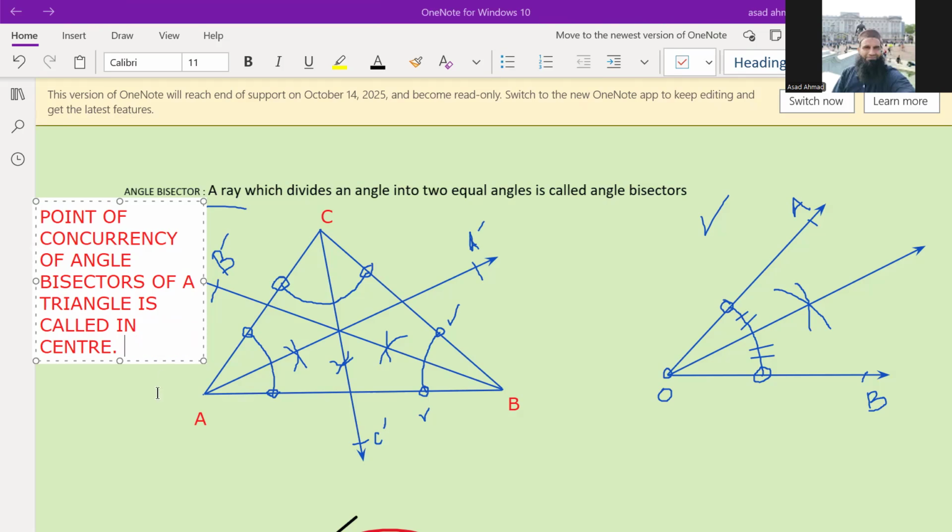And label this point as, for example, let's suppose I label it as point I in the diagram. So this is how you have to draw angle bisectors and find the point of concurrency of angle bisectors of angles of a triangle. But they will always be concurrent at one point, and they will always lie within the triangle.